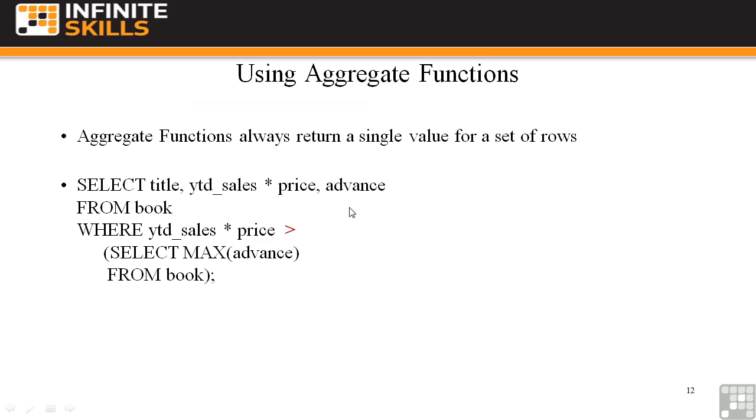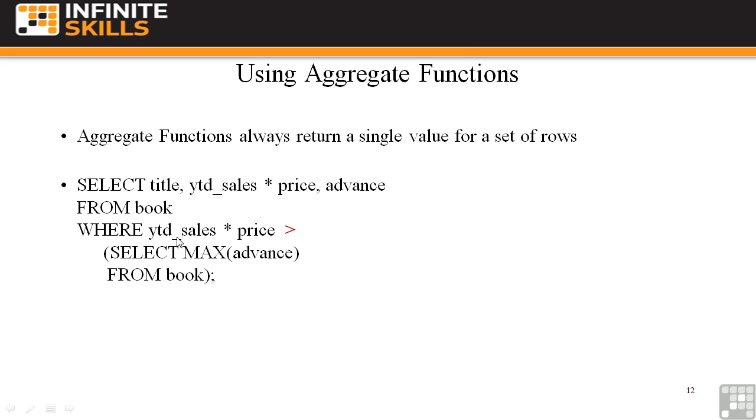Let's move on. Now, I mentioned earlier that you can use aggregate functions to pass information to an outer select. Let's look down here. I have select max advance. That's the largest advance from the book table. I don't know what that is. It's probably some large number.